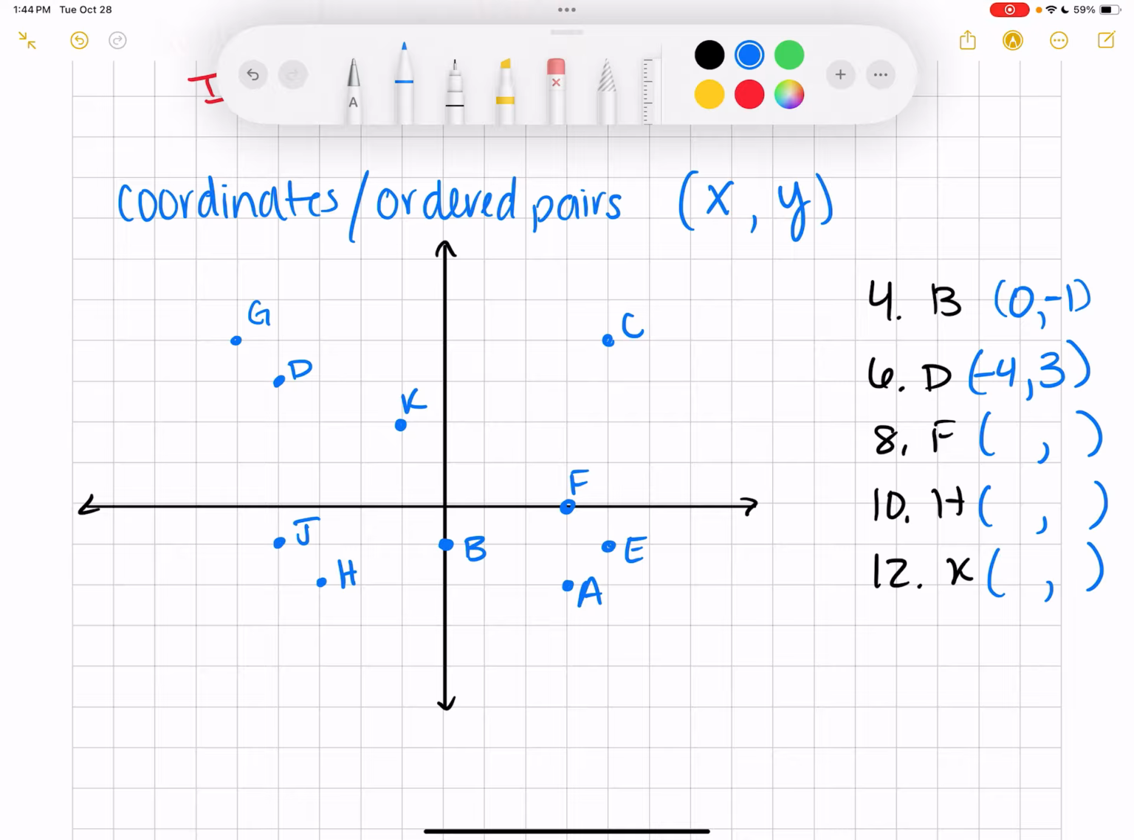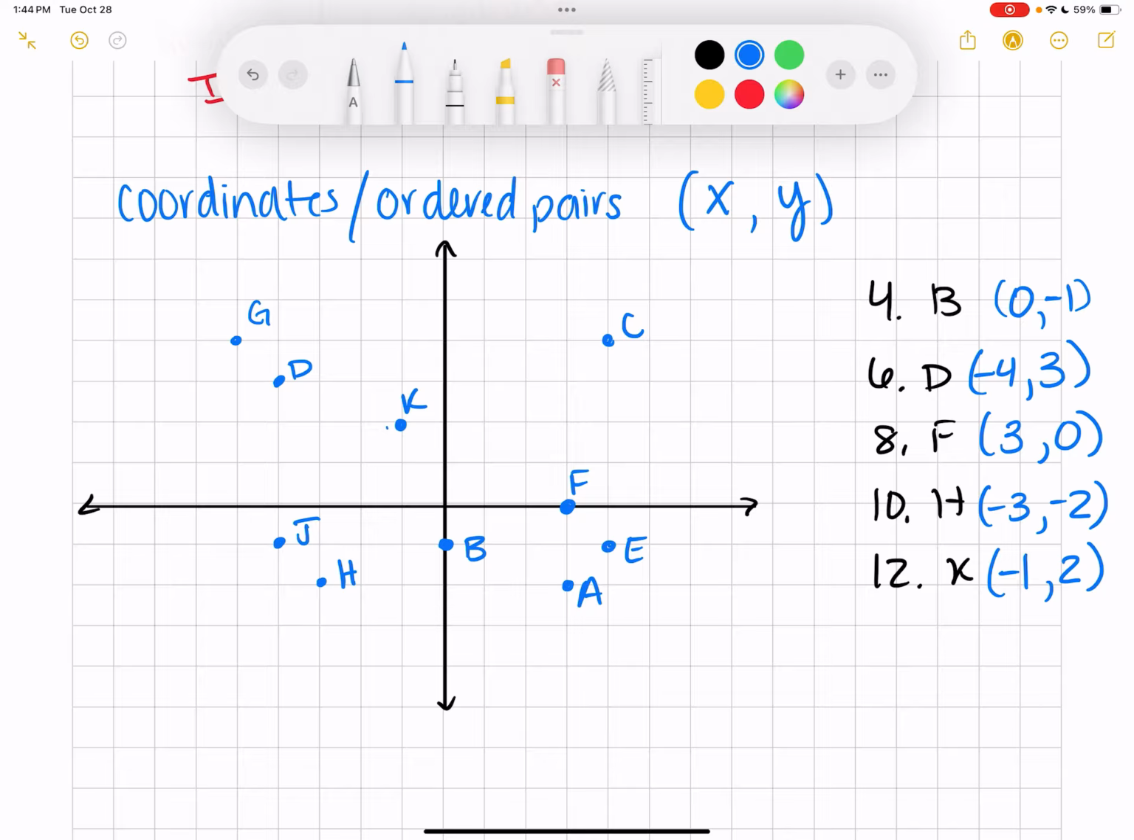So back 4, 1, 2, 3, 4, and then up 3. How about F? 3, 0, because it's on the axis. How about H? Yep, -3, -2, because we went left 3 and down 2. And what about K? Yep, back 1, up 2, so that's -1, +2.